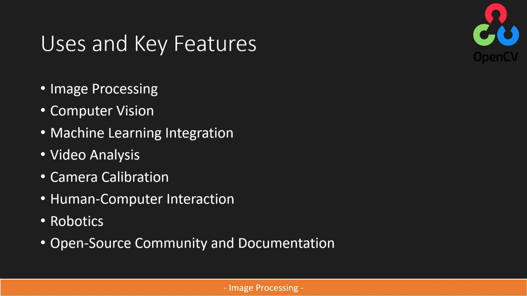Key features and applications of OpenCV are image processing, computer vision, machine learning integration, video analysis, camera calibration, human-computer interaction, robotics, open source community, and documentation. In summary, OpenCV is a powerful and versatile library that plays a crucial role in computer vision and image processing applications. Its broad range of features makes it suitable for various domains including robotics, healthcare, security and entertainment.